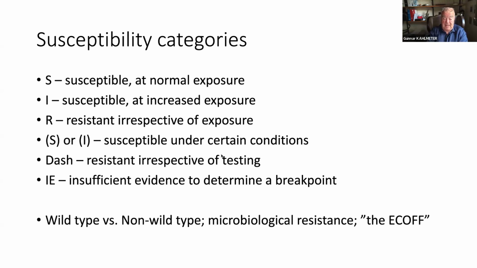A dash in the table does not mean that EUCAST has not dealt with the agent. It means that EUCAST has dealt with the agent and that you can consider the agent completely unuseful in relationship to the species. So if you have to report something, you can report an R without testing. So don't test anything with a dash, just report R if you need to report anything.